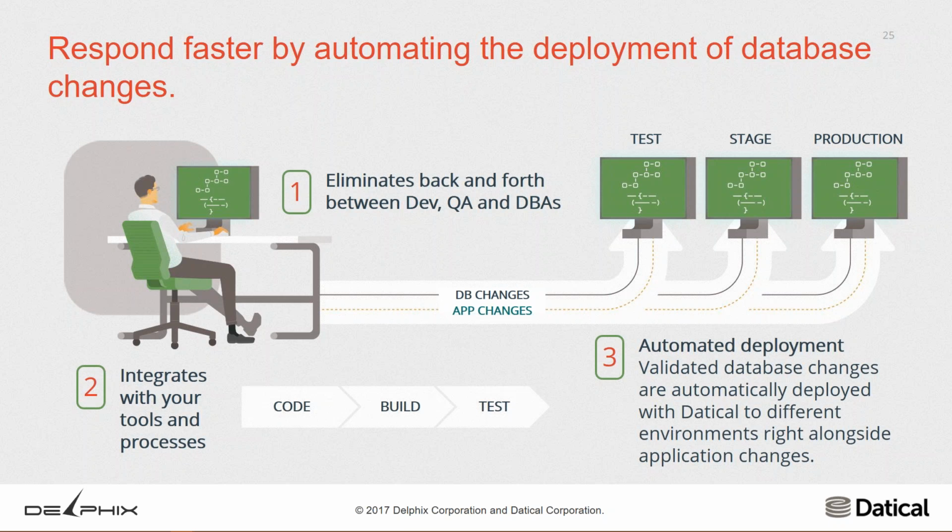And too often we've got this back and forth between dev, QA, and DBAs on what change needs to go where. We automate that with Datical. Just like Delphix, we're going to integrate with your existing tools and processes. You've got something in place already to get your code out the door. Maybe you are using Jenkins to check out code and compile it, and then you move it along that pipeline out to production.